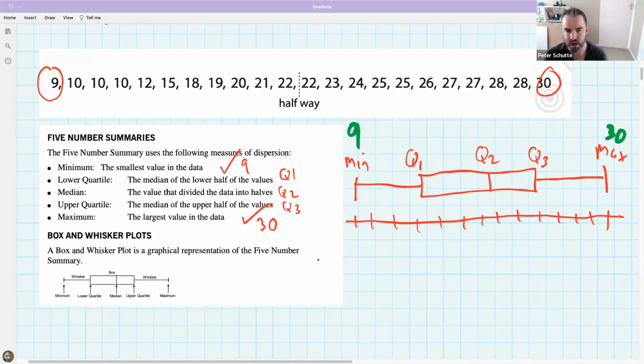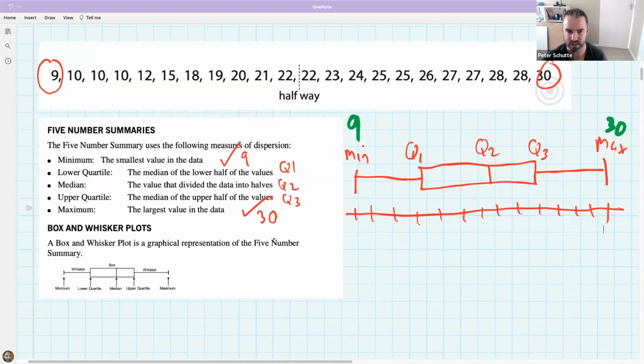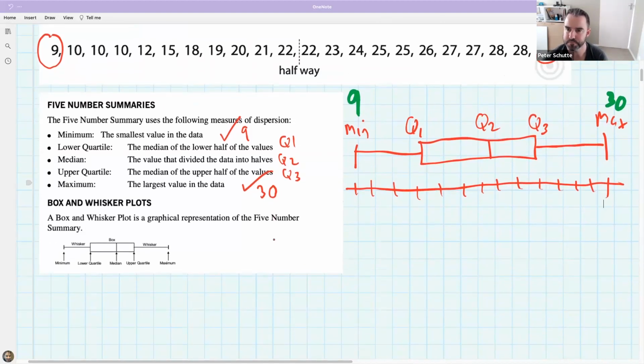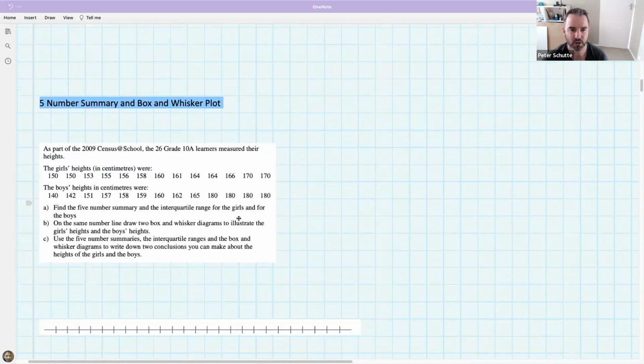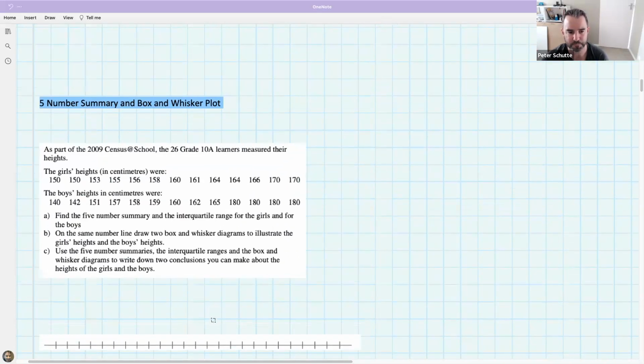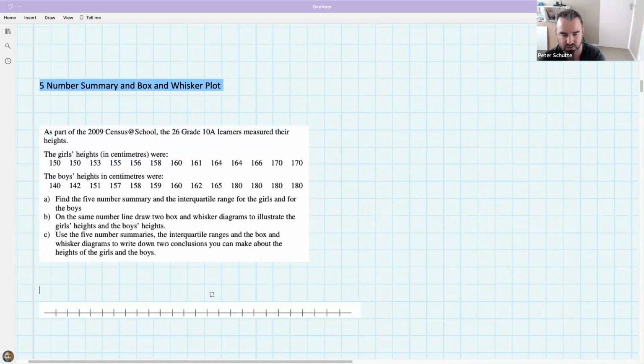Okay, now I want to do an example with you, but give me a thumbs up if you've seen box and whisker plots and the 5-number summary before. Give me a thumbs down if you've never seen that type of stuff. Okay, cool. Then let's do a 5-number summary and box and whisker plot together.